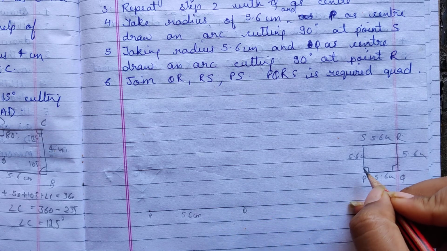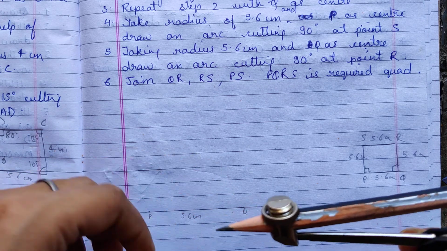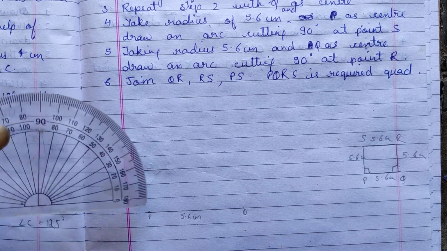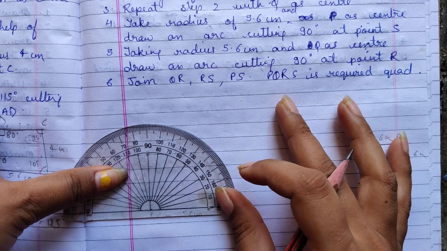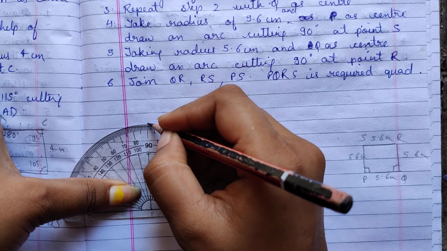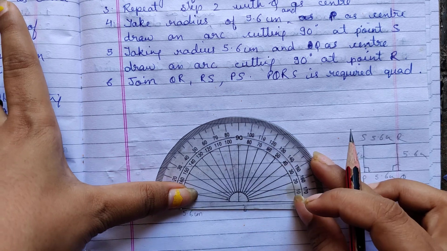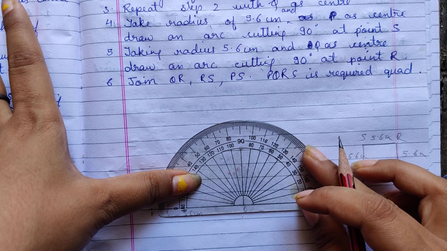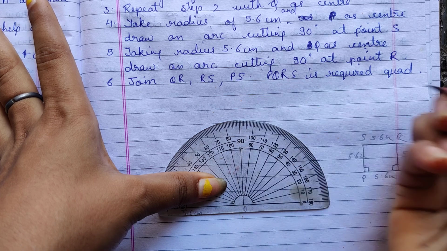at point P the angle should be how much? 90 degrees. So we will take a protractor and keep it at point P, just match the base and mark 90 degree. Okay, similarly now since we also have to make 90 degree at point Q, so keep the protractor at point Q. 90 degree will remain same from both the sides, so no need to see that.